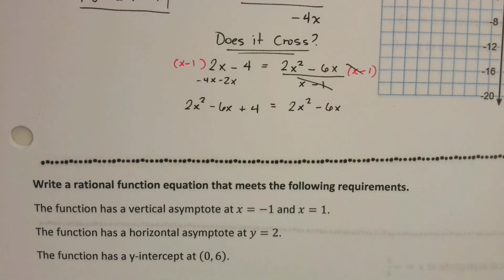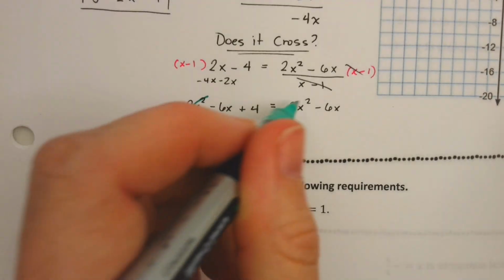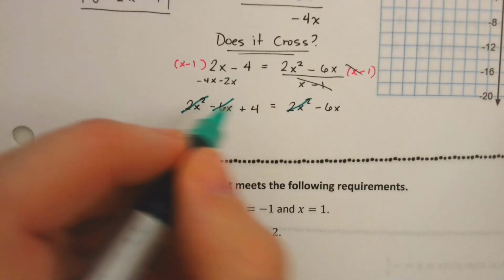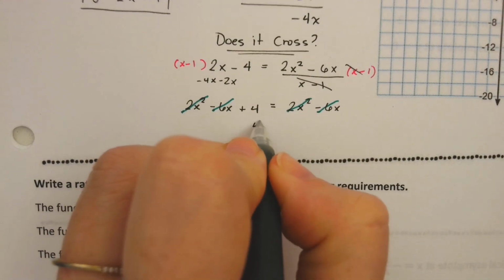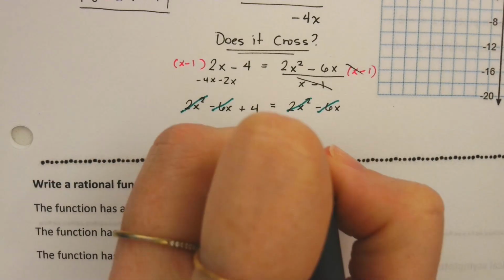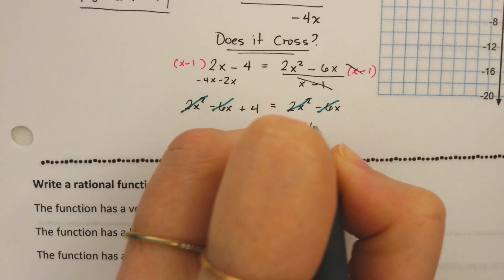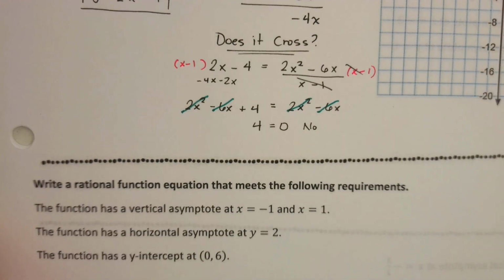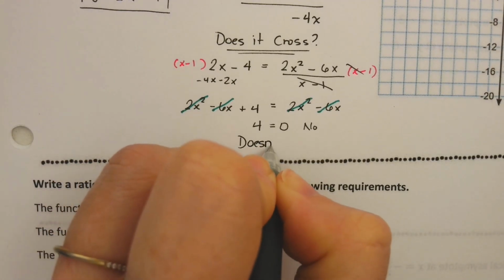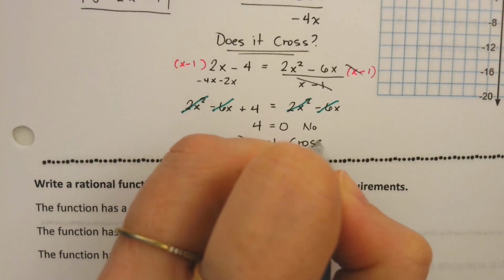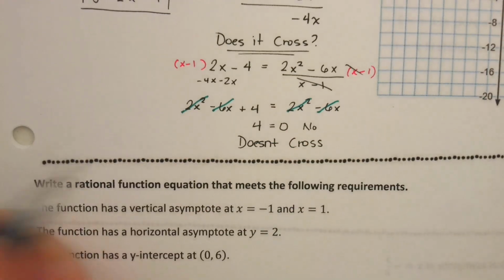Okay, what happens to the 2x squareds? They cancel. What happens to the negative 6x's? They cancel. What are we left with? 4 equals 0. Does it? No. What does that mean? It doesn't cross. Right. We got no solution, which means it doesn't cross the slanted asymptote.